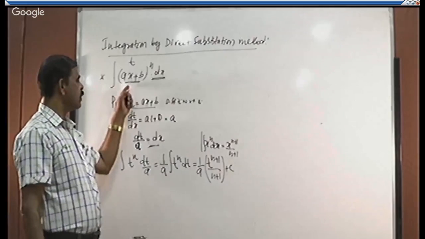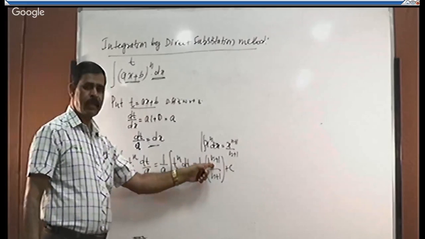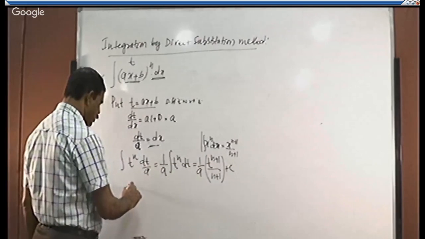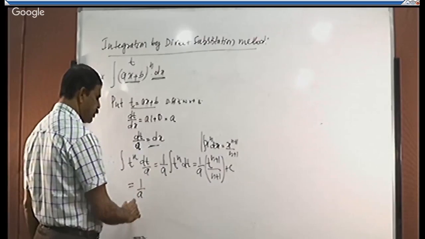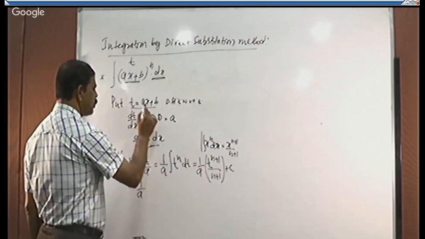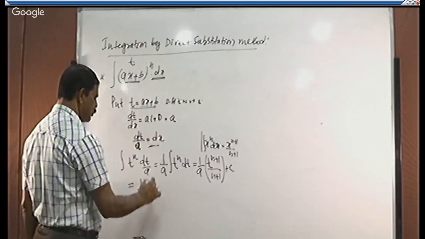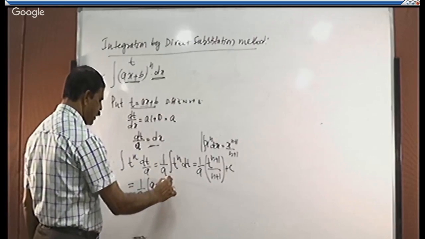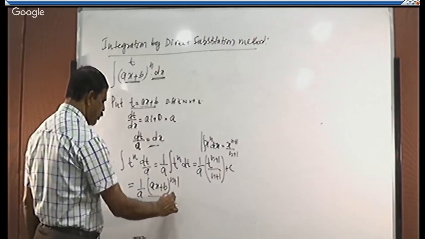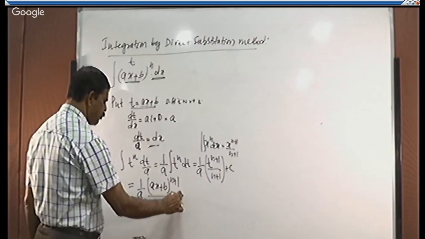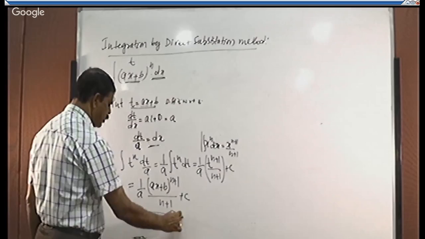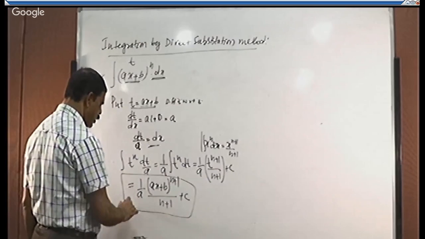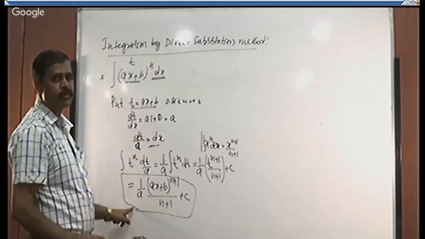The problem is in x, therefore the answer should also be in x. You change that. That is equal to 1 by a into t. What is t? Write the value of t. t is equal to ax plus b, to the power of n plus 1 divided by n plus 1, plus c. Right? So this is the integration by direct substitution method.